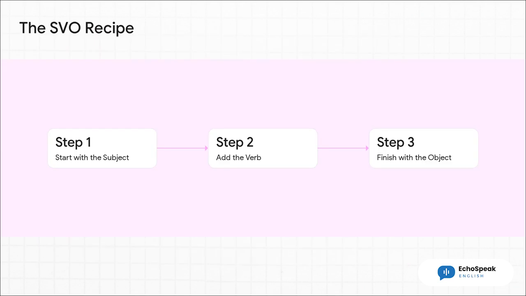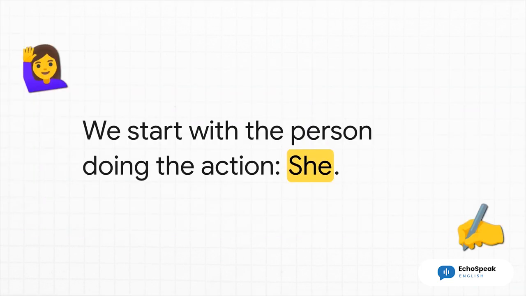Step 1, you always start with your subject. Step 2, you add the verb. In step 3, you finish it off with the object. Let's actually try to build a sentence together right now. All right, step 1, we need a subject, right? The doer of the action. So for our example, let's just start with she. It's simple, it's clear, we know exactly who this sentence is going to be about.